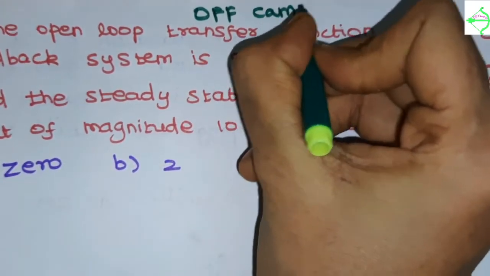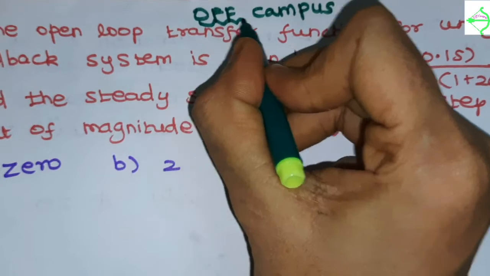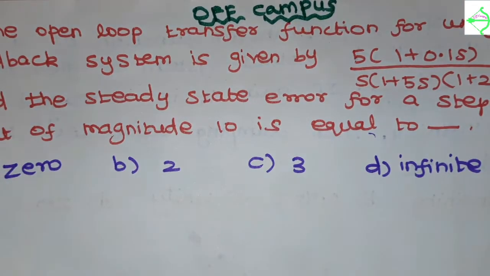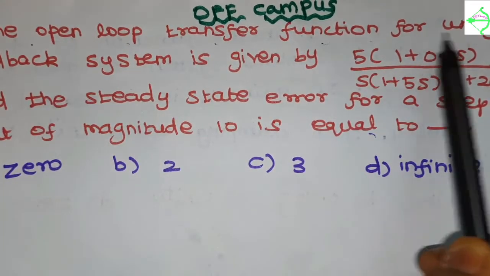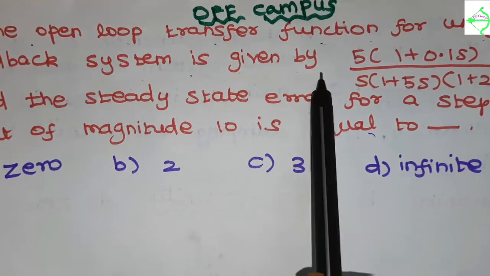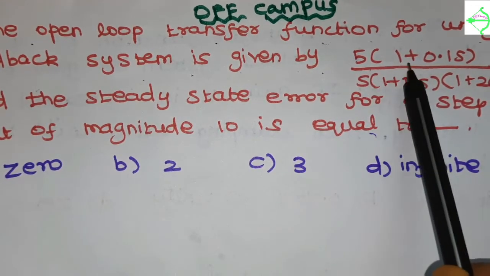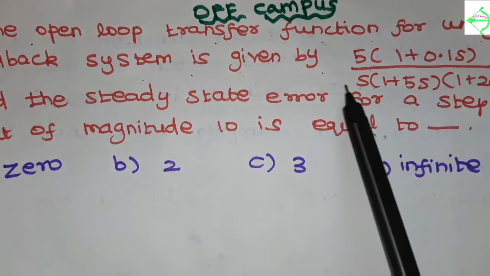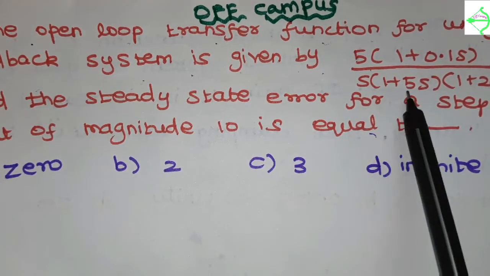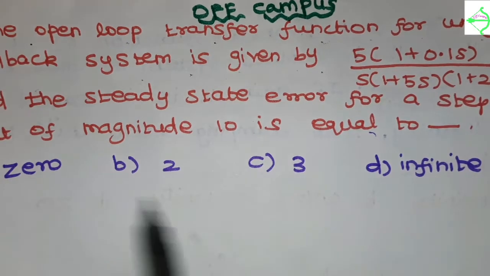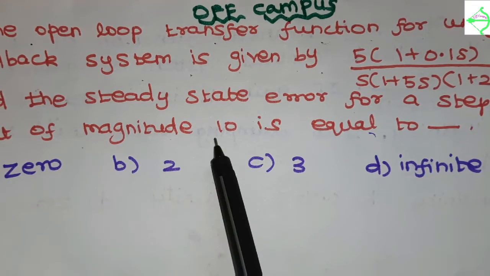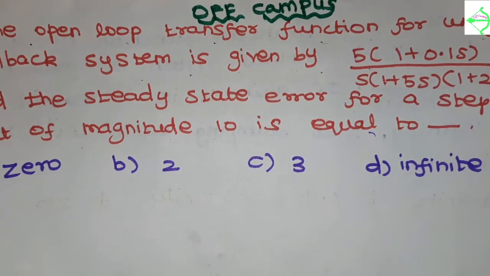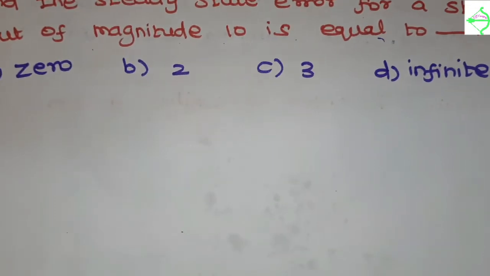In this video, we are going to solve some important problems in control systems. Let's come into the problem. The open loop transfer function for a unity feedback system is given by 5 into (1 plus 0.1s) divided by s into (1 plus 5s) into (1 plus 20s). Find the steady state error for a step input of magnitude 10. Options are given. Let's see how to solve this problem.